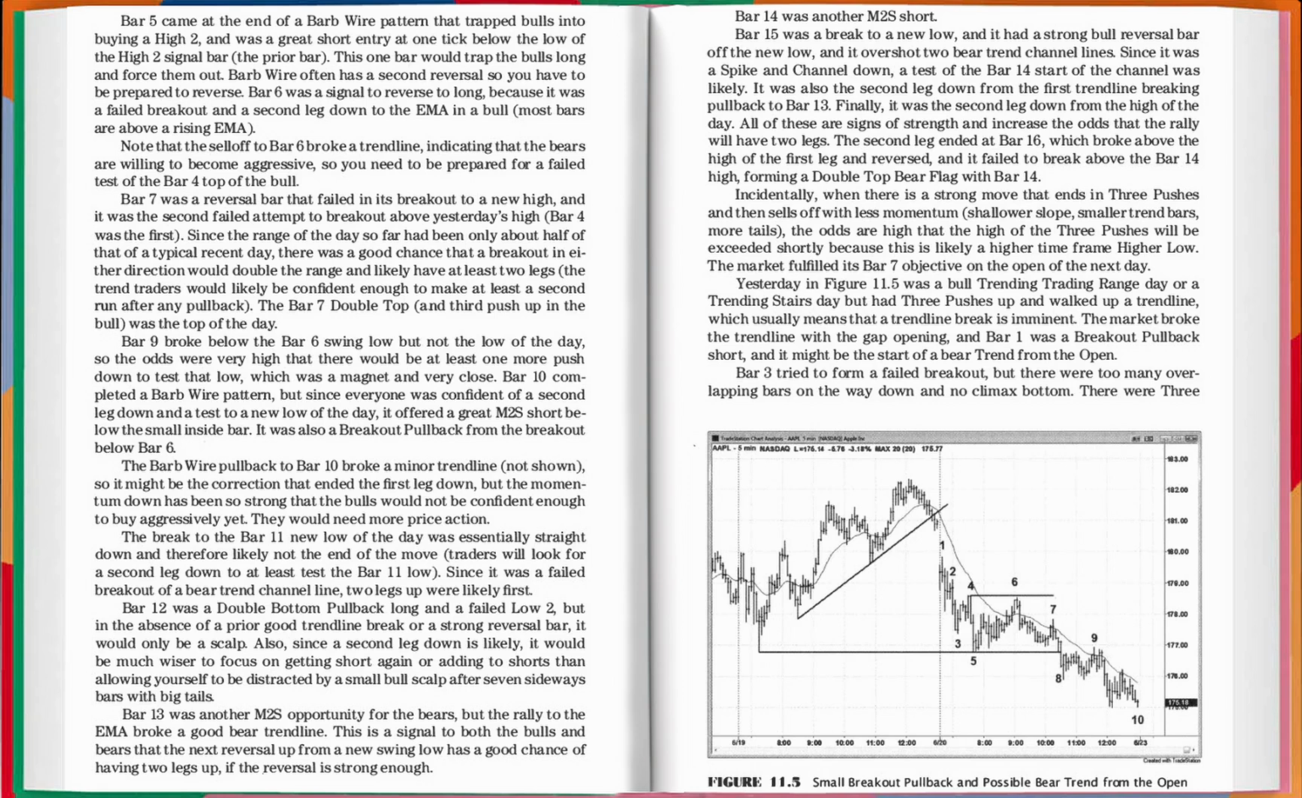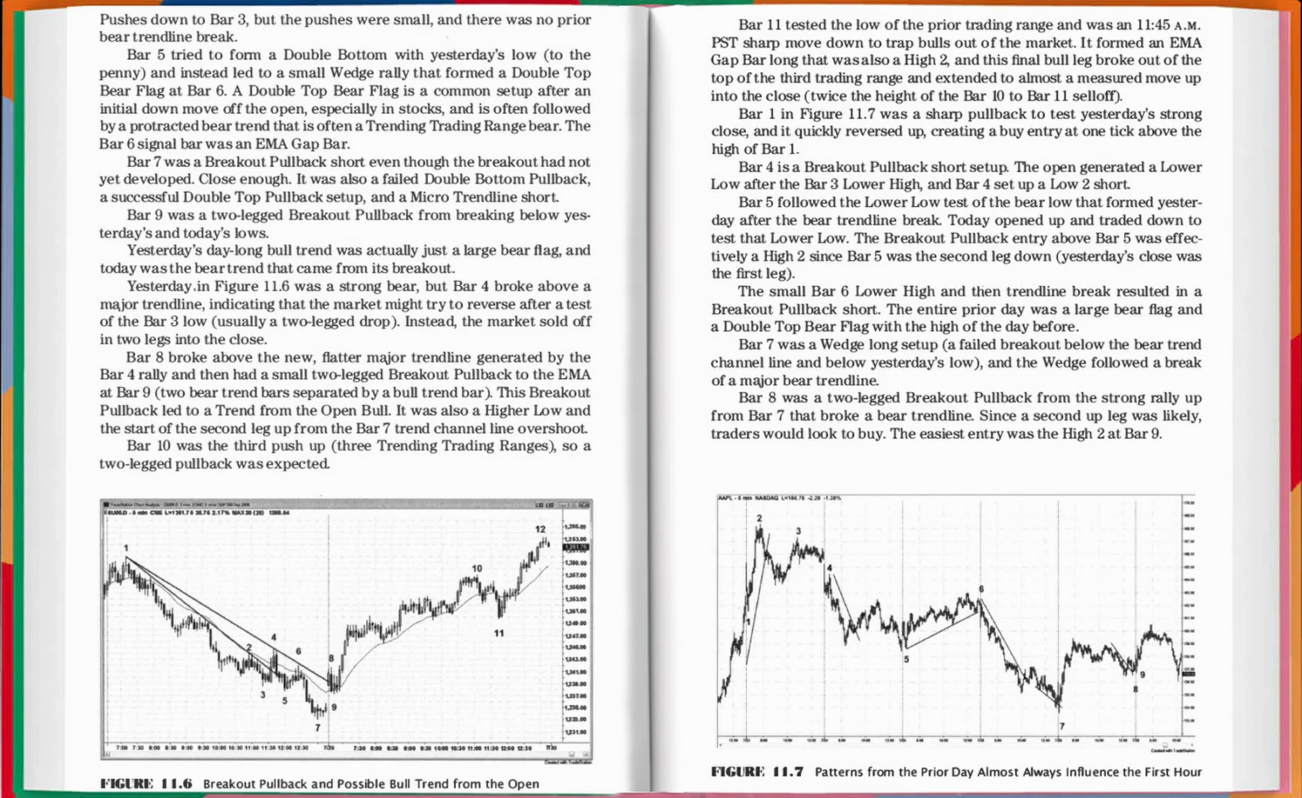Bar 3 tried to form a failed breakout, but there were too many overlapping bars on the way down and no climax bottom. There were 3 pushes down to bar 3, but the pushes were small, and there was no prior bear trendline break. Bar 5 tried to form a double bottom with yesterday's low to the penny, and instead led to a small wedge rally that formed a double top bear flag at bar 6.